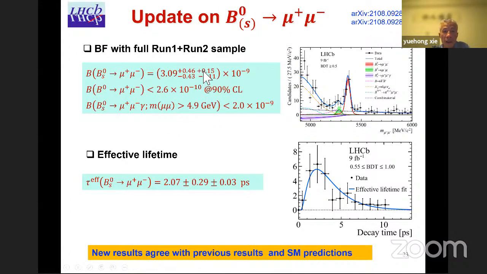To do this, LHCb recently completed the analysis of the full Run 1 and Run 2 sample and improved the measurement of Bs to mu mu, but still no signal of B0 to mu mu, so we set a new upper limit. We also updated the effective lifetime of Bs to mu mu. So here, all I want to say is that the new result still agrees with the previous result and is consistent with the Standard Model predictions at the same level as I said.